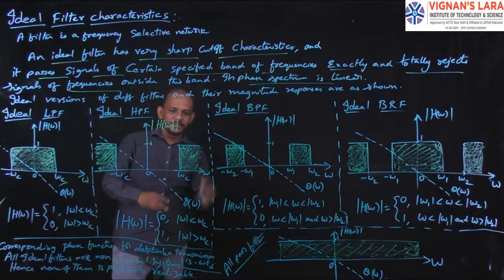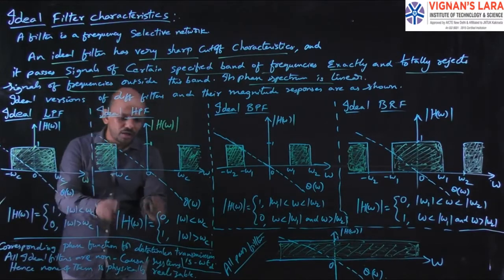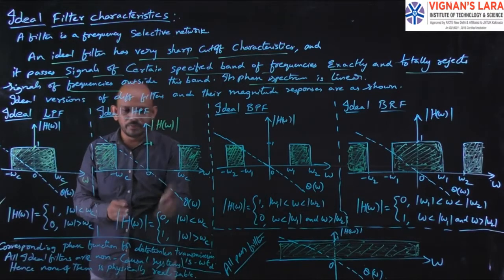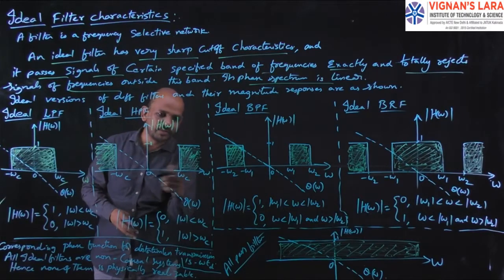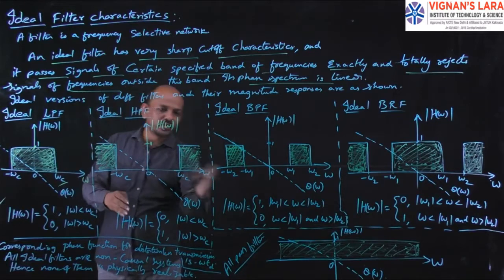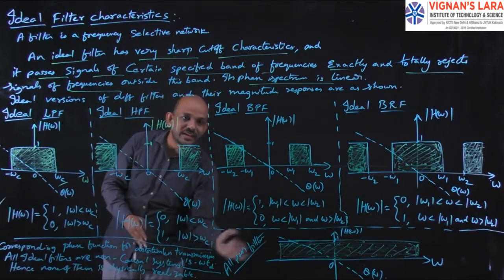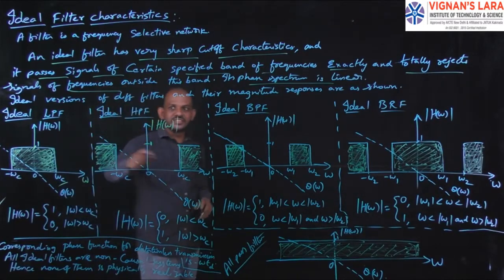So the ideal high pass filter can be specified by mod of H of omega equal to 0 between minus omega c and plus omega c. It is 0 for mod of omega less than omega c. And this value is equal to 1 after omega c and before minus omega c, that is, 1 for mod of omega greater than omega c. This is the ideal high pass filter.